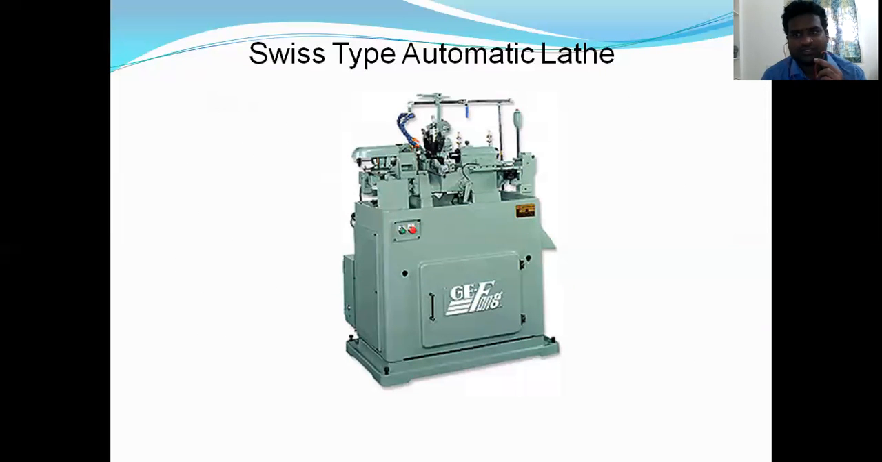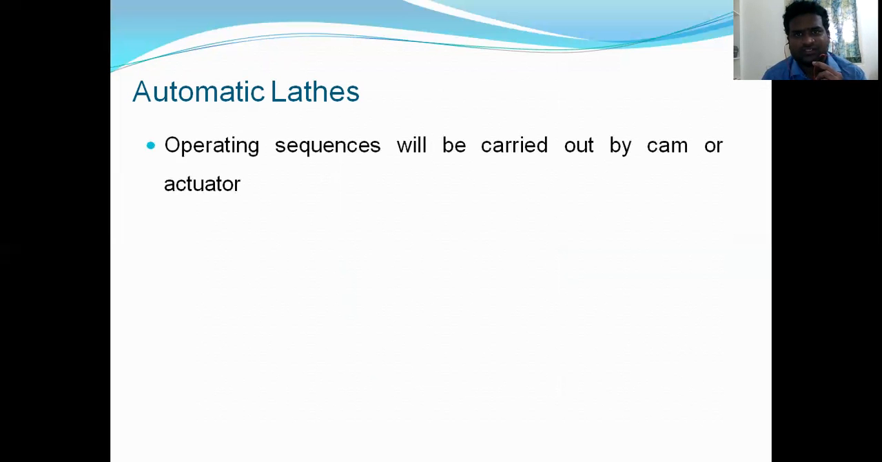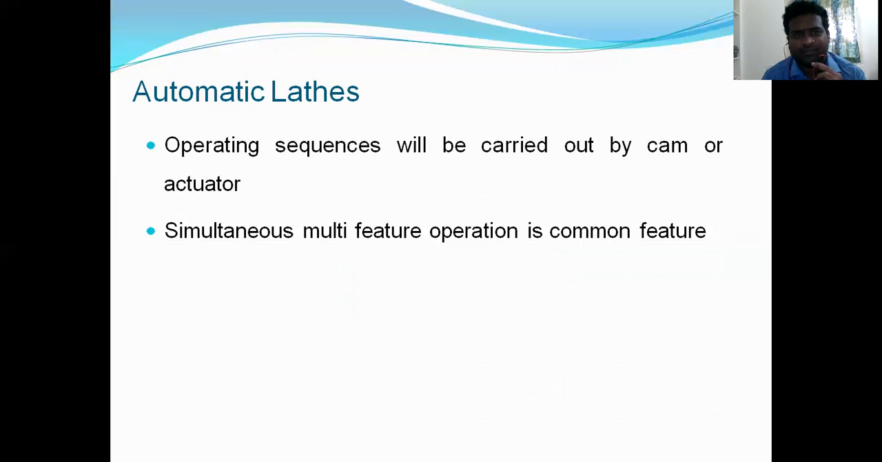So this is the Swiss type of automatic lathe. So we have many automatic lathes: multi-spindle automatic lathe, single spindle automatic lathe, Swiss type automatic lathe. Okay. In automatic lathes, operating sequences will be carried out by cam or actuator.